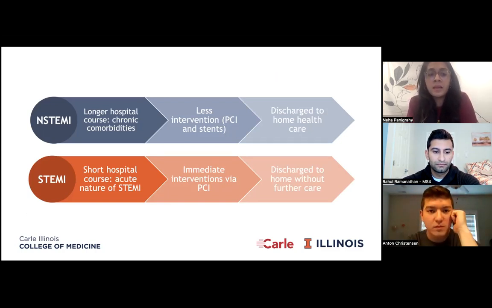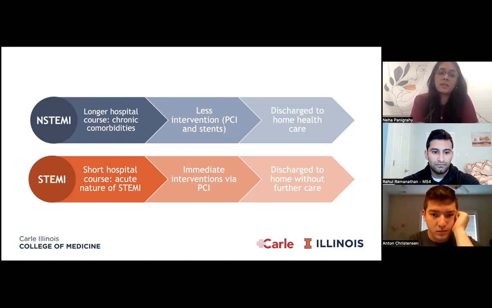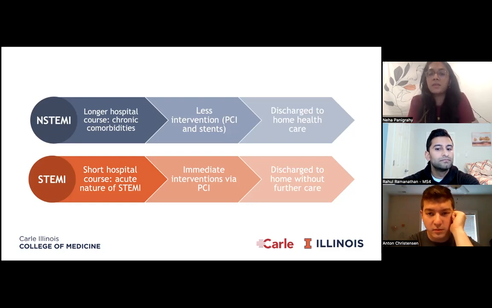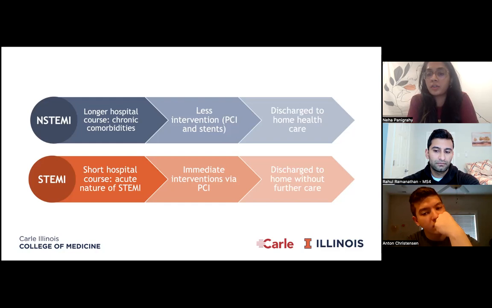In comparison to their STEMI counterparts, these patients typically had a shorter hospital course, possibly due to the acute nature of STEMI, and they also had more immediate interventions via PCI and stent placement. And oftentimes these patients were discharged to home without further care, possibly due to the fact that they were less sick to begin with, but also they got immediate interventions.